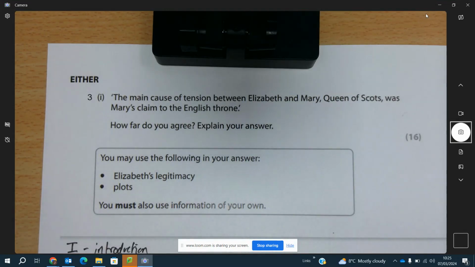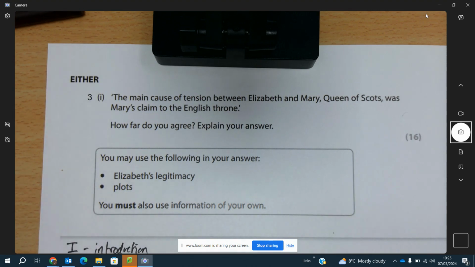Right, so your final question in the Elizabeth paper is the one that you always groan about in class. It's the big 16 marker. Now, if you haven't watched the other one of this, the 12 marker, that one is really important to understanding this question in terms of how you're going to go about structuring it. Please make sure that you've watched that one first just to build up your knowledge.